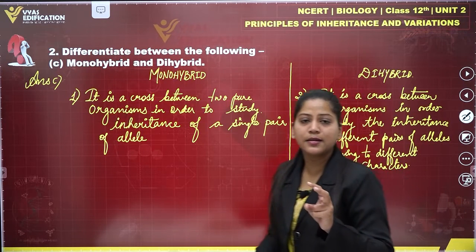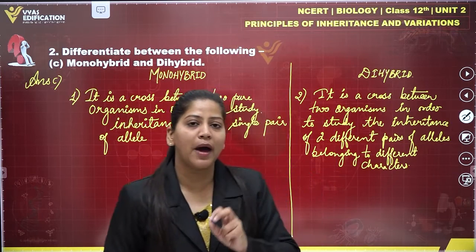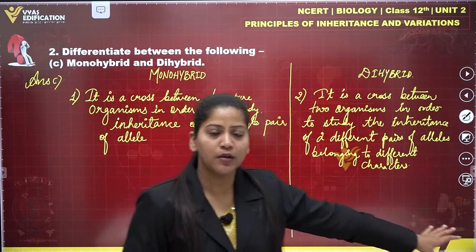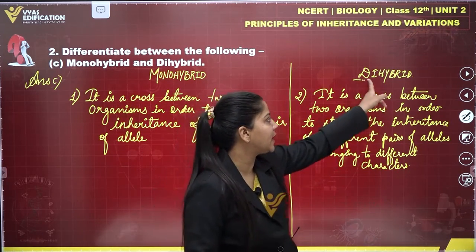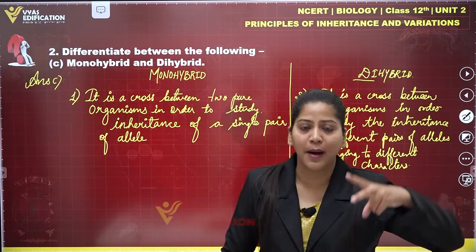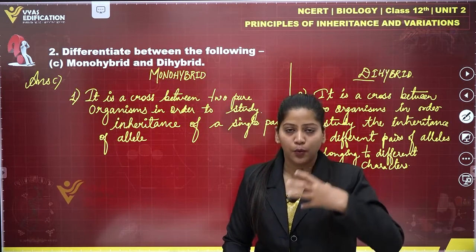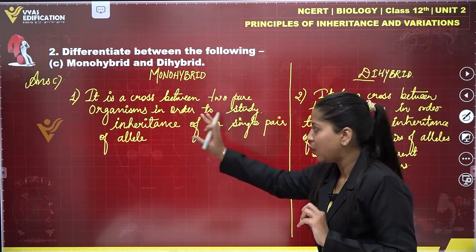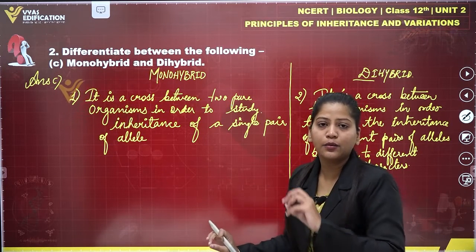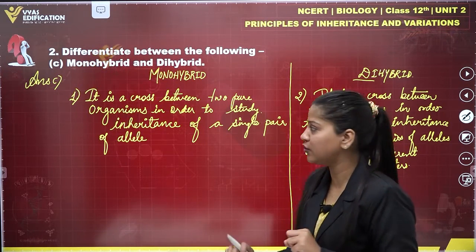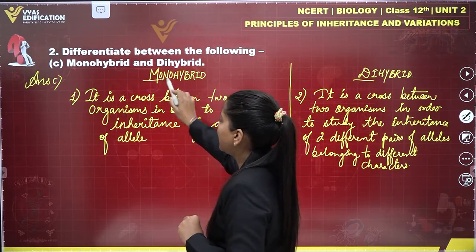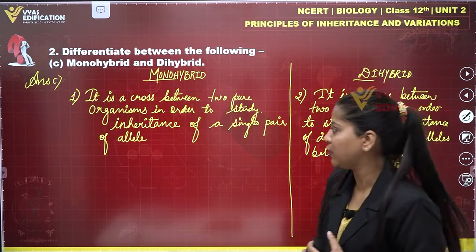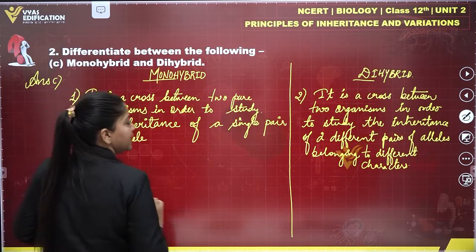There will be two characters which we are noticing, which are passing from the parent generation to the next generation or their offspring in this cross, that means dihybrid cross. That is why the name has been given as dihybrid. We are noticing two characters at a time, and in monohybrid we are noticing only a single character passing from parent to offspring generation. That is why the cross is named monohybrid. So this is a monohybrid cross and this is a dihybrid cross.